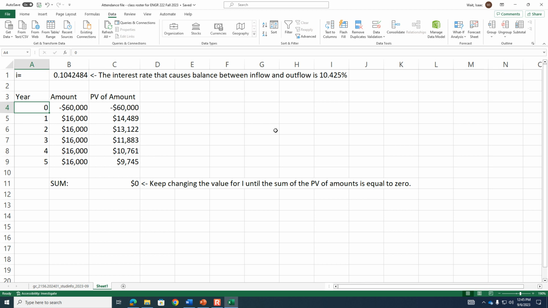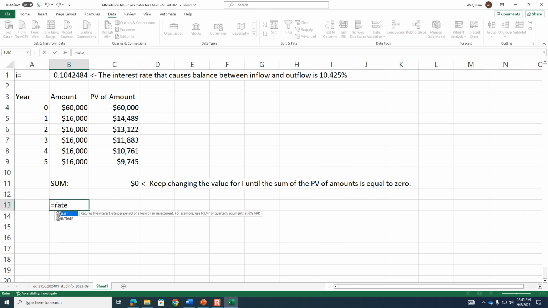So part E says to use the function equals RATE. So let me do that. Equals RATE. And now it wants to know the number of periods. So there were 5 periods. Each of the payments was $16,000. Down here in bold, it's prompting me for what I need to give it. The PV was negative $60,000. And then I just close it with a parenthesis.